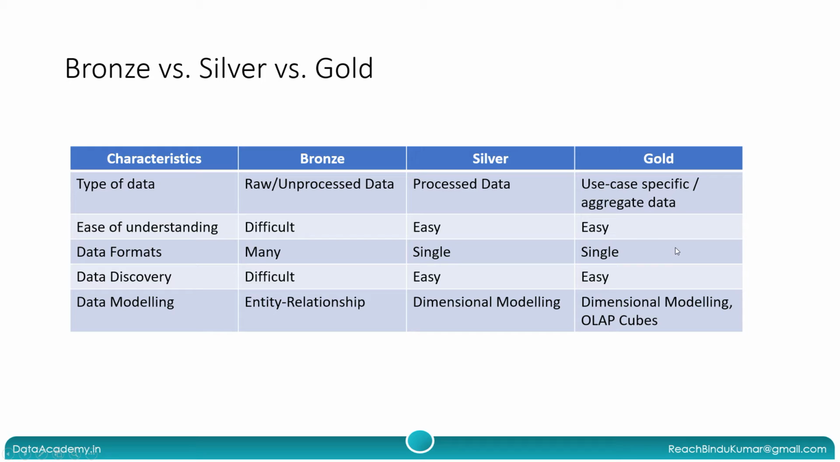Data formats: many, single, and single. So you'll see silver and gold share a lot of the same characteristics. Same goes with the data discovery. And in data modeling, we have the entity relationship in bronze, which is nothing but the staging. In silver and gold, we continue the dimensional modeling. But in gold, we might also use something called OLAP cubes. This again is a very interesting concept. We will see it in a future session. But these are used to improve the experience by which you consume and analyze the data. So these are some of the things.